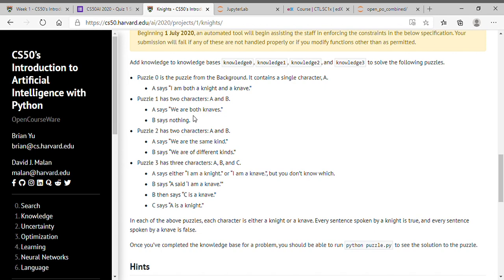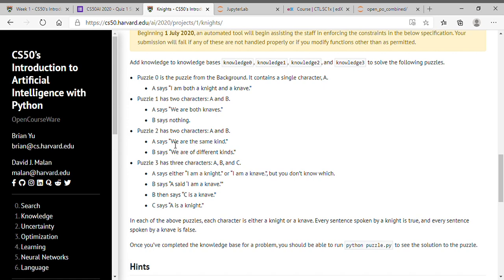Okay, and then in the next puzzle, puzzle 2, we have 2 characters, A and B. A says we are the same kind and B says we are of different kinds. Now let's imagine that this sentence is said by a knight. It's possible. If a knight says this sentence, then this sentence must be true. But we also know that B says that we are of different kinds, which means that it's not possible, because if the sentence is true, B would also say that indeed we are the same.